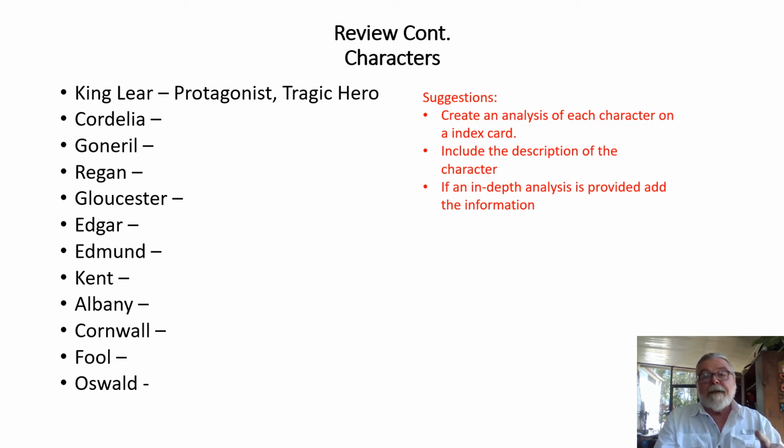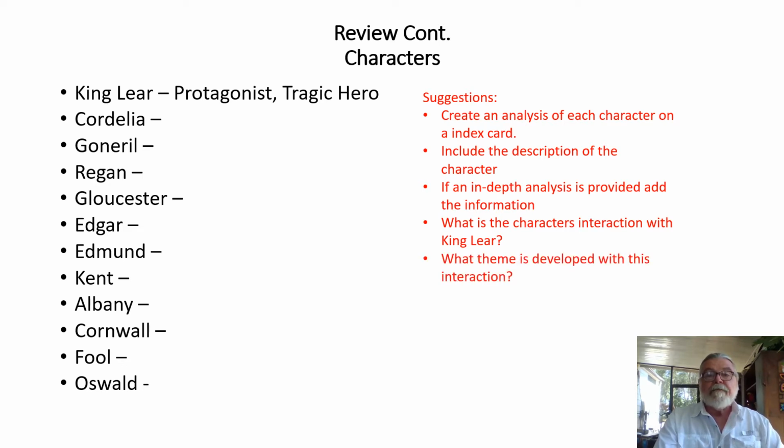Not all the characters have them, but some of them do. And if they do, you want to definitely go and take notes on that. What is the character's interaction with King Lear? Since King Lear, the protagonist, is the center of the play, all the actions revolve around him and his actions. So through his hamartia and hubris, we see that it propels the actions throughout the rest of the play. So how do each of the characters react with Lear? And through the dialogue that Shakespeare uses, what theme is developed? And there we go, what theme is developed with these interactions.